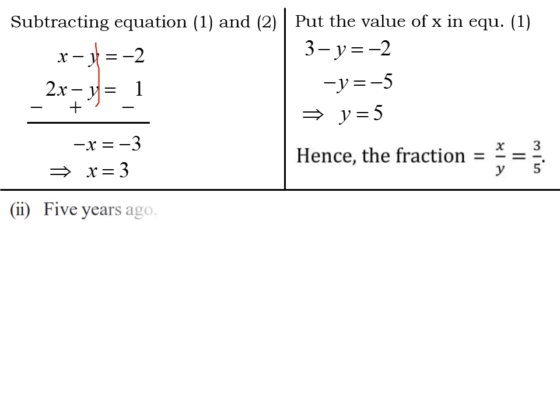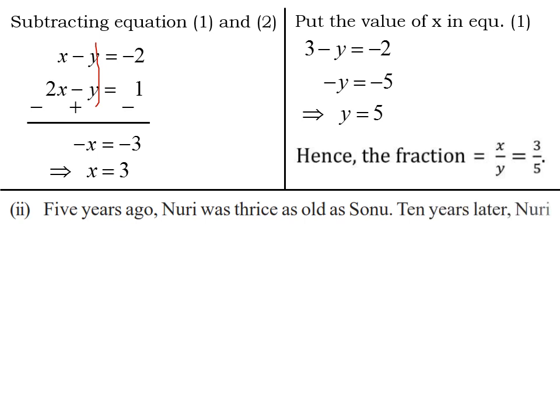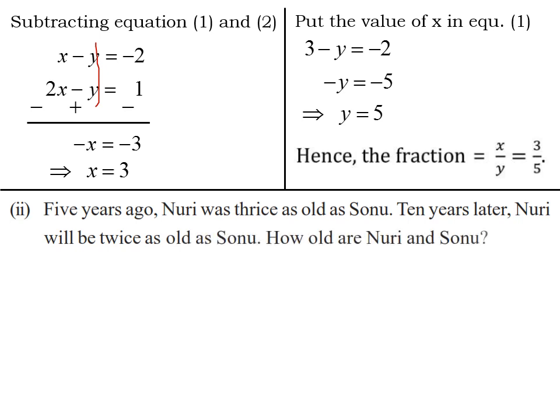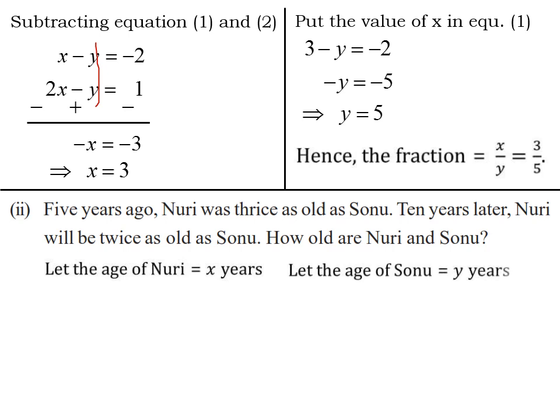The second question is: 5 years ago, Noori was thrice as old as Sonu, and 10 years later, Noori will be twice as old as Sonu. How old are Noori and Sonu? So we have to find the ages of Noori and Sonu. So let us assume the age of Noori be x years and the age of Sonu be y years.